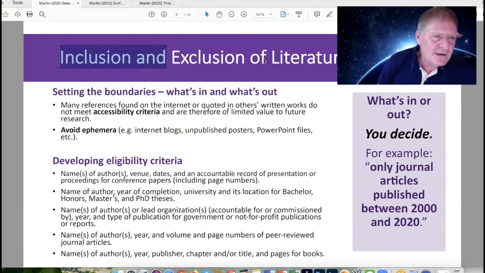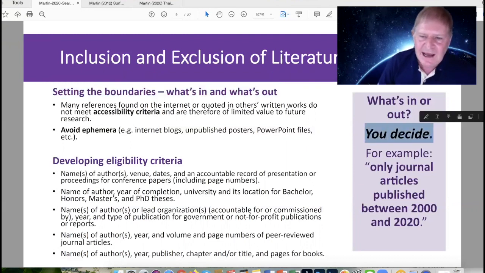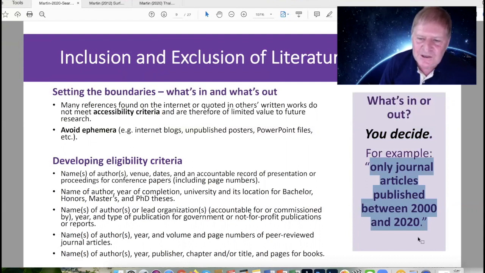Now we're talking about how you include or exclude the literature. So what is a systematic review? It's about you setting the boundaries of what's in and what's out. This is actually the beautiful thing about it, that you decide. I said earlier, you could say only journal articles published between certain years, for example.